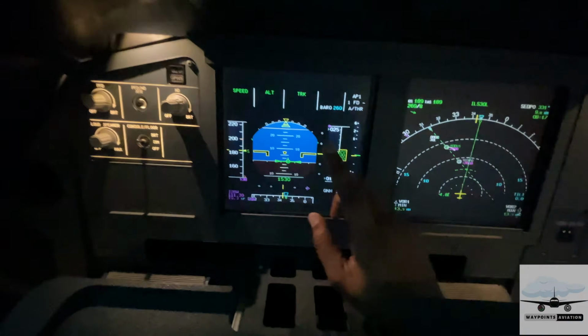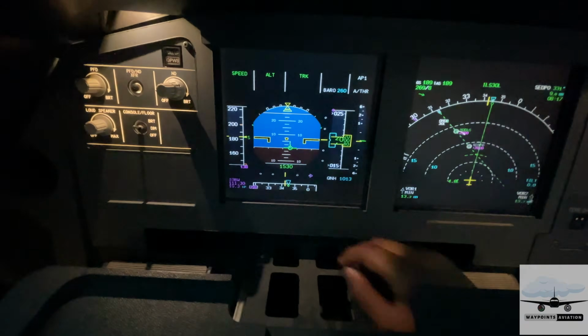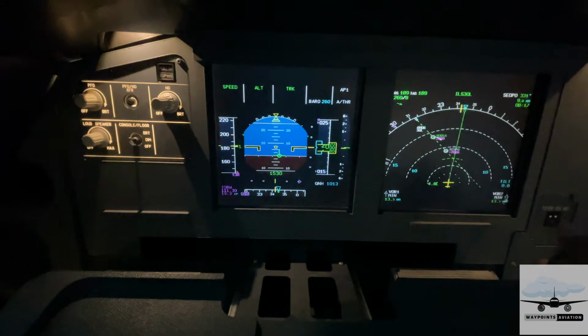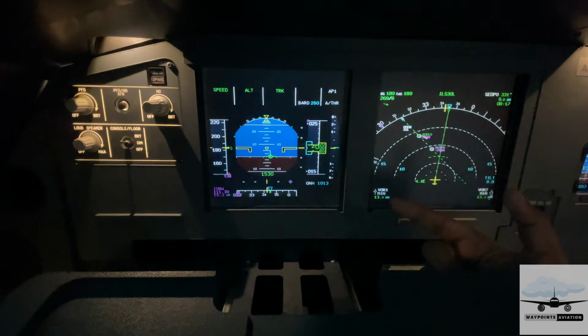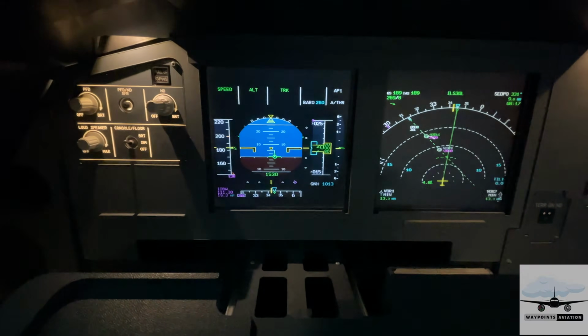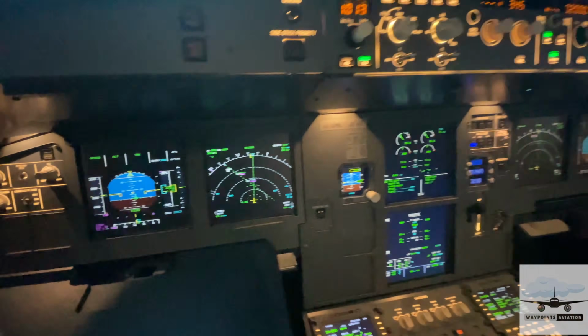Flying the bird is such a wonderful thing. Knowing how to fly the bird is such a wonderful thing because it gives you so much accuracy. And I promise you, if you get used to flying the bird, you'll always want to fly that, because it really helps you get a level of accuracy even in non-precision approaches.